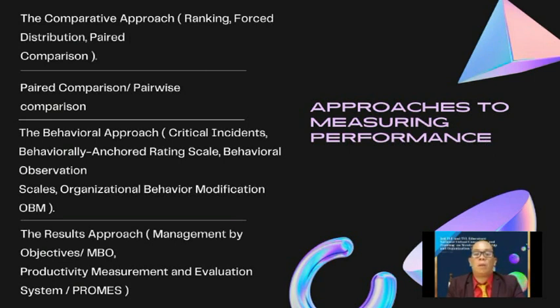Then the results approach. In the results approach, we have the management by objectives, or MBO, and the productivity measurement and evaluation system, which is ProMES. It is premised on the assumption that subjective rating can be eliminated from the measurement process and that results are the closest indicator of one's contribution to organizational effectiveness. These are two systems in the results approach.